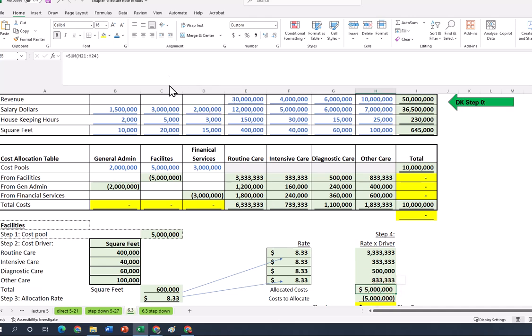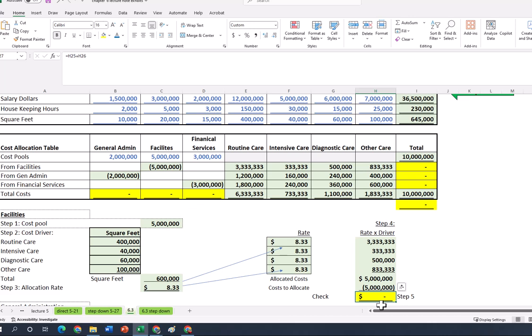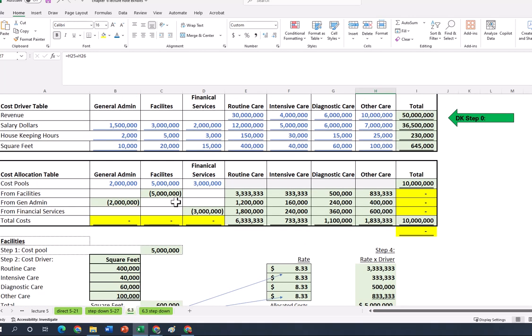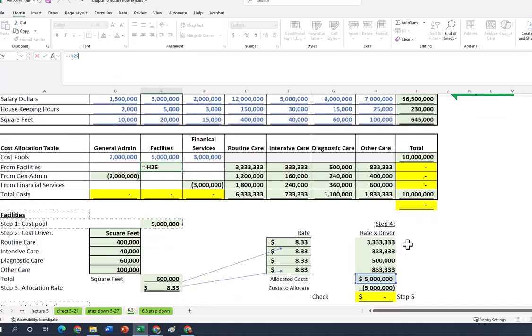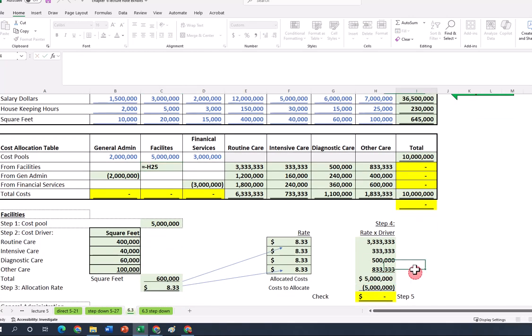We total the amount that we allocated. We said what did we want to allocate? We wanted to allocate 5 million. We add that together, it nets to zero. We go to facilities. What did we allocate? We allocated 5 million minus what we allocated. We total this, it totals to zero.